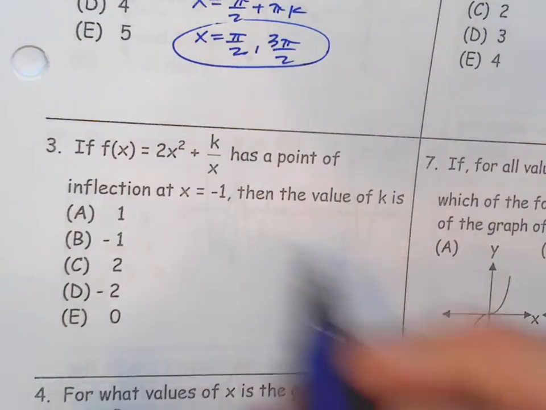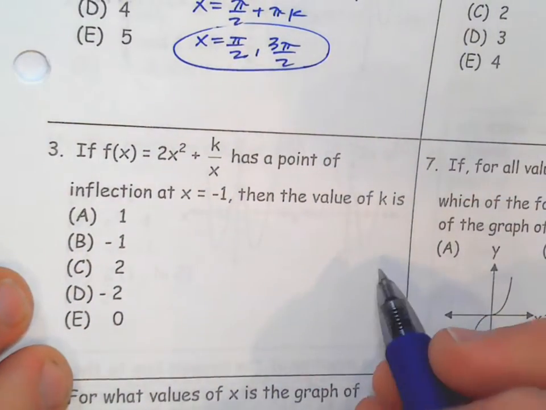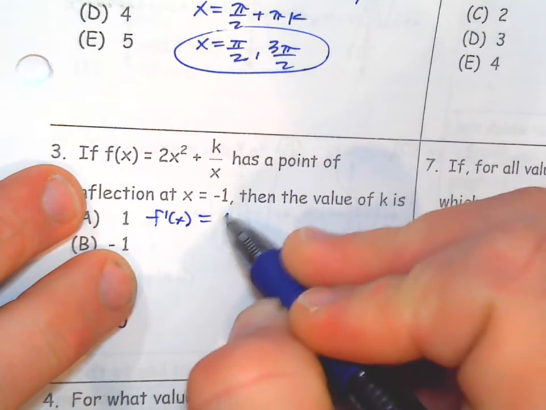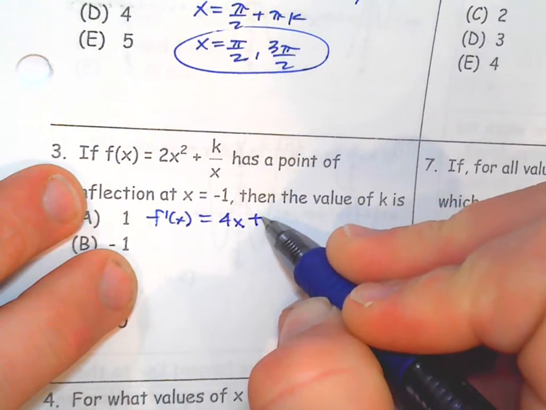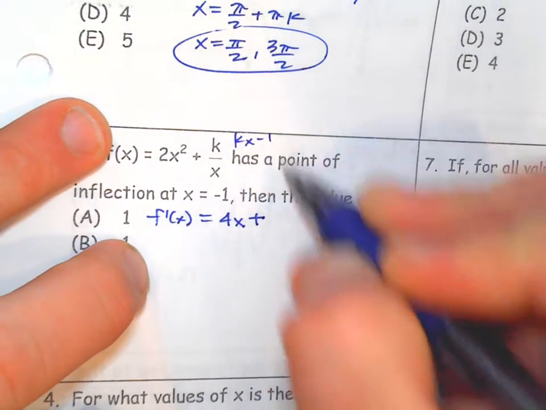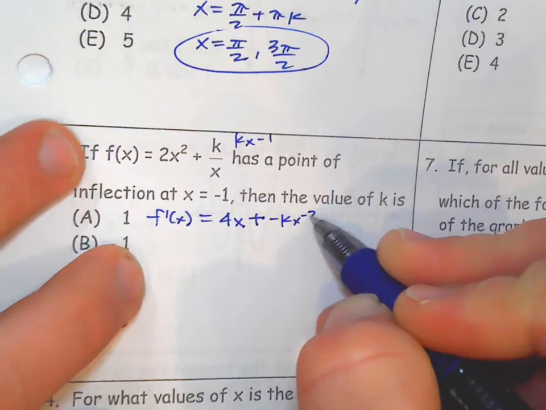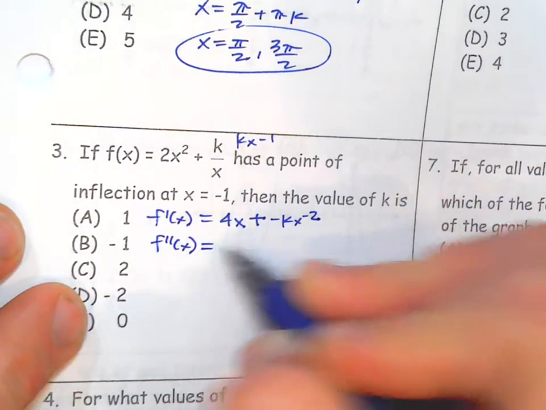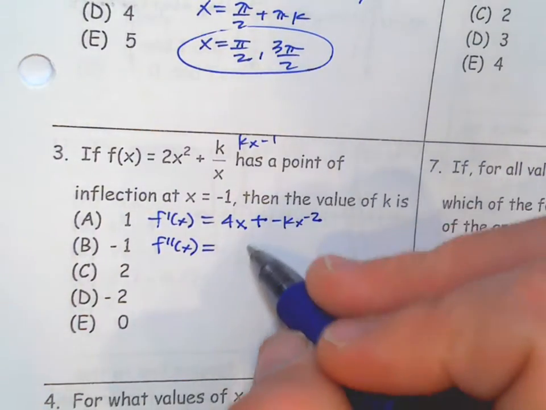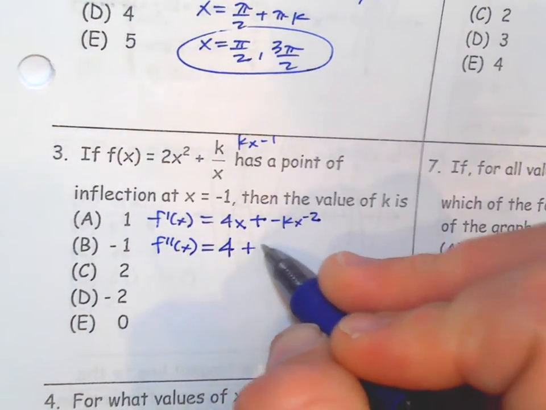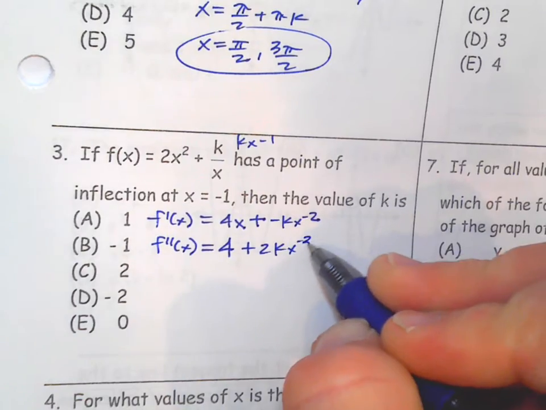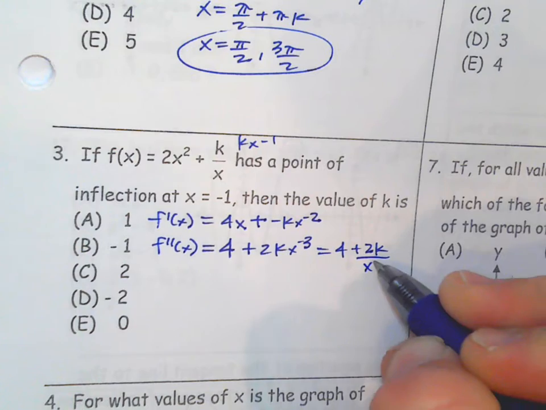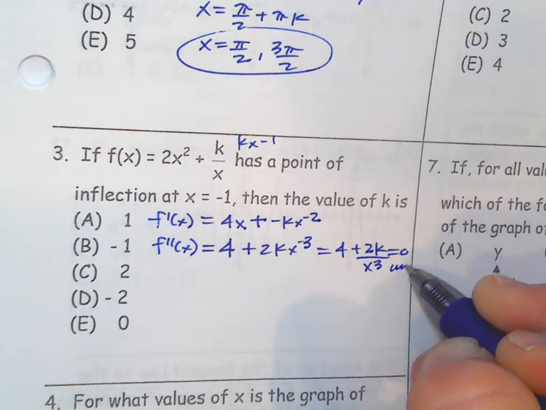All right, 3, you have a function that has an inflection point, then what would the value of k be? So we've been told that we have an inflection point, so we should probably try and find it. So we're going to take the derivative. Now k is just a number. This would be the same thing as kx to the negative 1, so it'd be negative kx to the negative 2. And then we want to find the second derivative, because it's going to be equal to 0 or undefined. So this would be 4, and this would be plus 2kx to the negative 3. So we have 4 plus 2k over x cubed equals 0 or undefined.